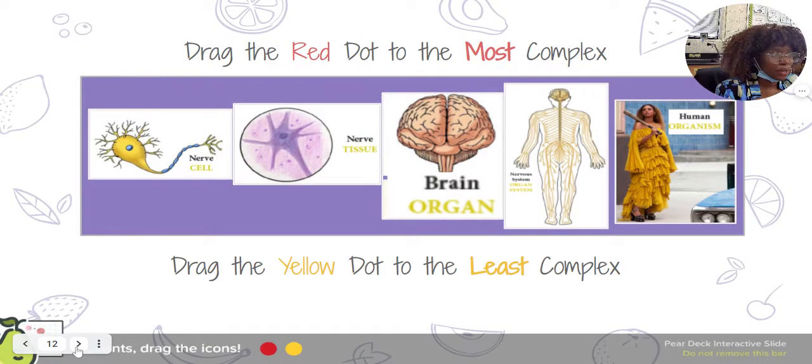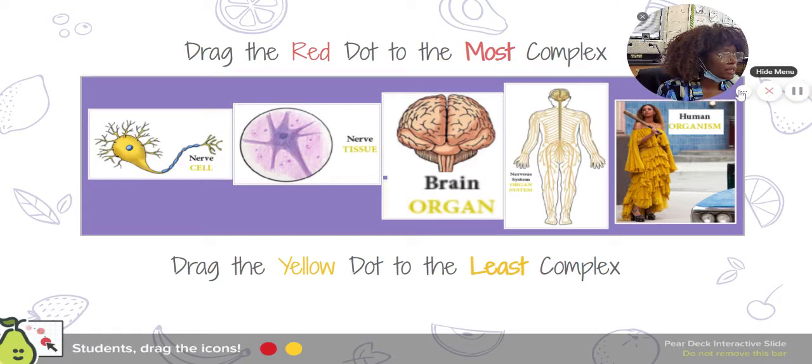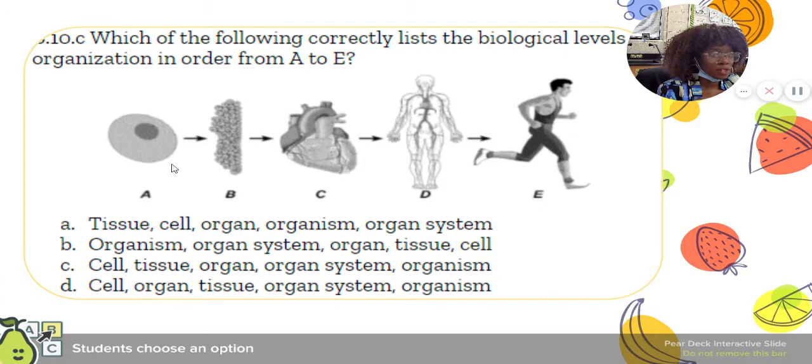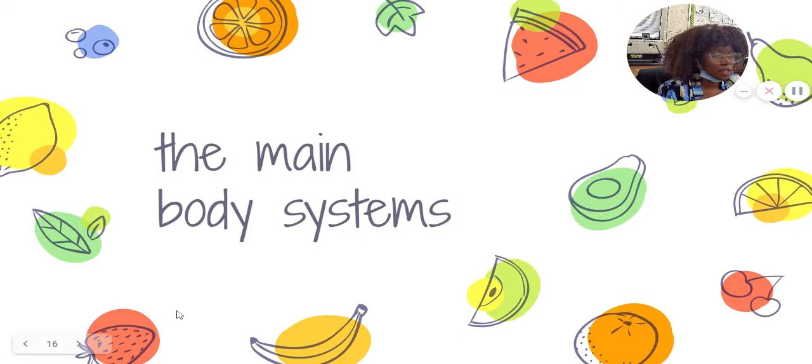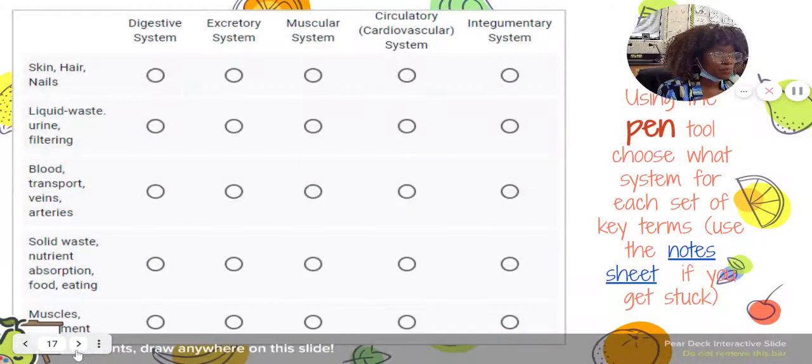You're going to drag the red dot from the most to the least complex. Then next you will answer this question by reading and responding to it. Talking about the main body systems. So you're going to use your pen tool and that note sheet that I told you to open up to answer these questions by circling or making check marks or X's, whatever you choose.